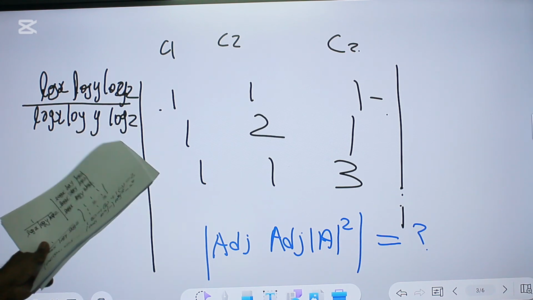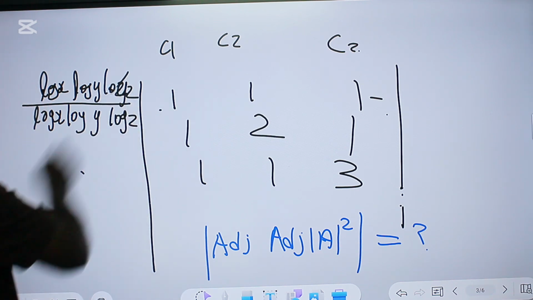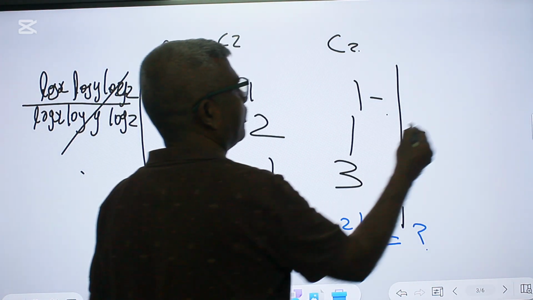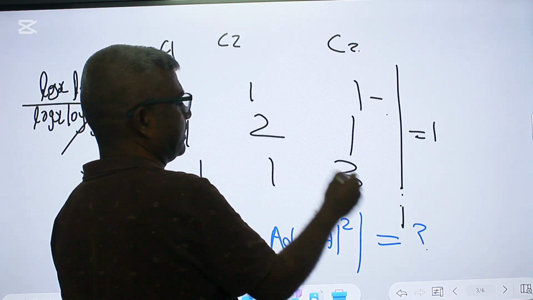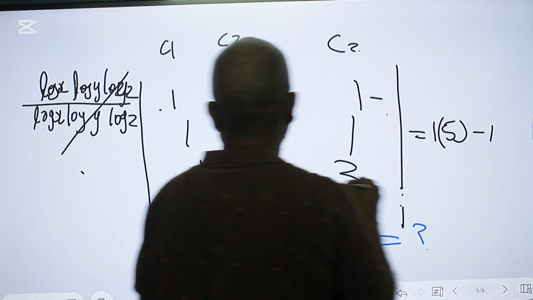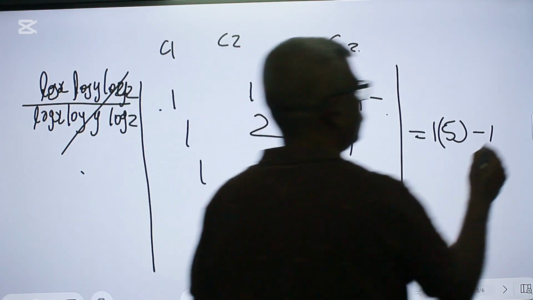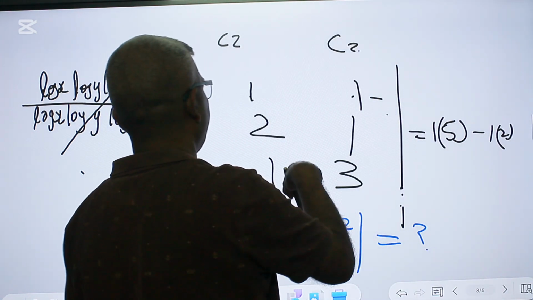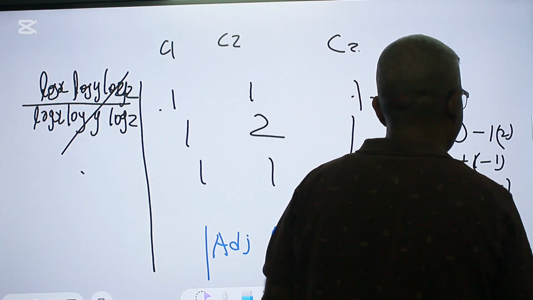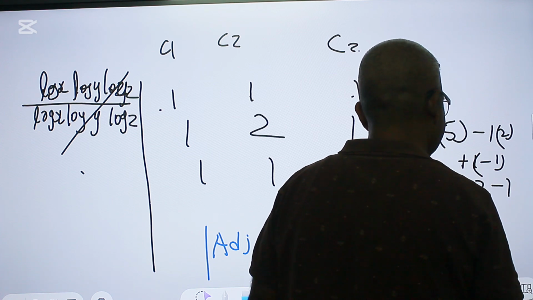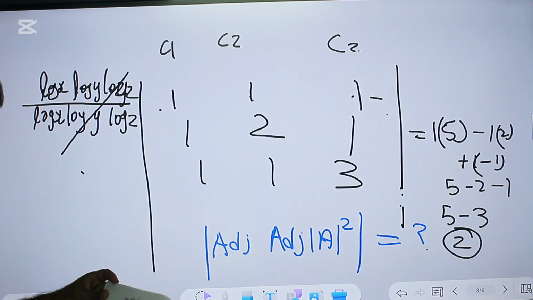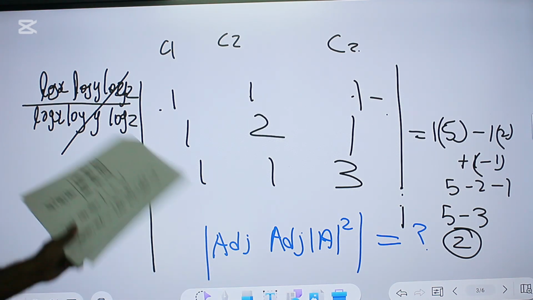Then we can easily find out the value for this one. This will be 1 if the numerator and denominator are the same. So 1 is equal to 6 minus 1. 6 minus 1 is 5. Then minus 1, minus 1 is 3 minus 1, 2. Then 1, 1 minus 2, minus 1. So 5 minus 2 minus 1, so 5 minus 3, it will be 2. Okay, it is a simple one.